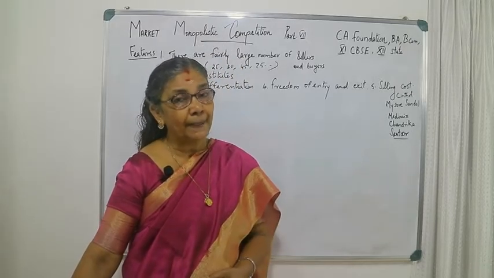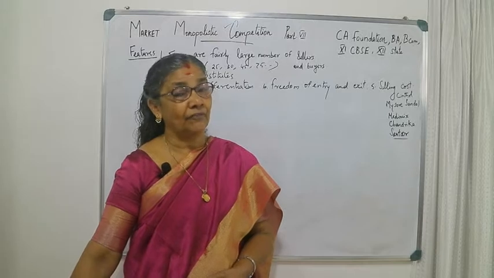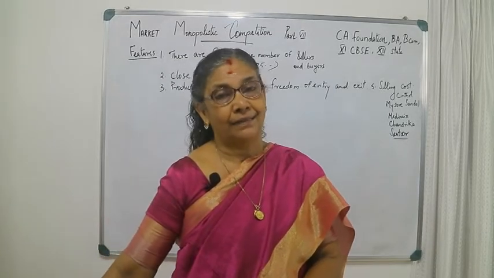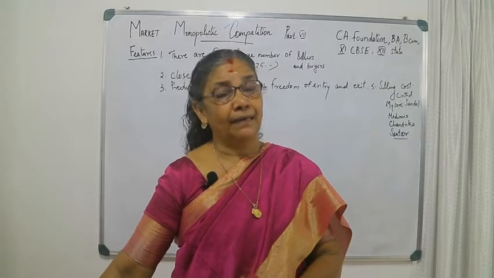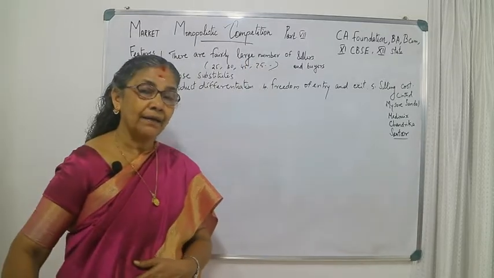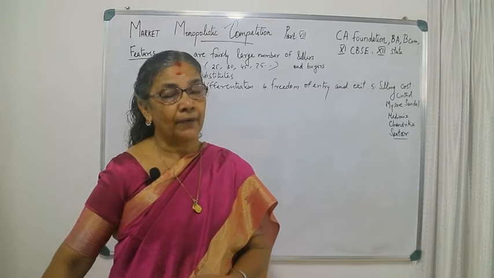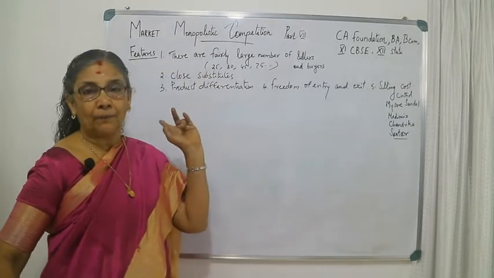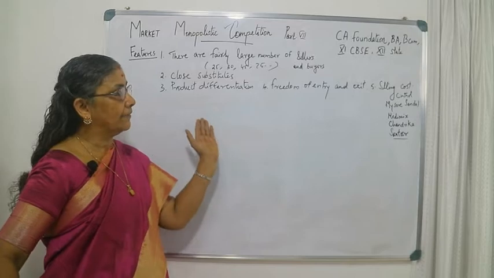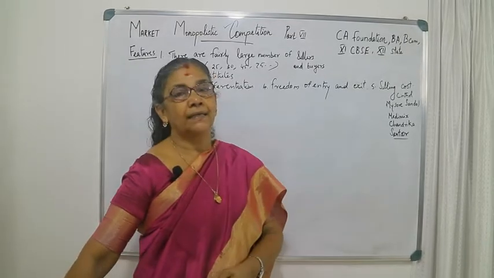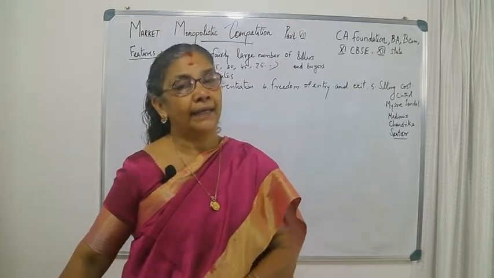So first, there are many producers or a fairly large number of sellers, and a large number of buyers. Second point is that there are close substitutes for these products under monopolistic competition. Third point is product differentiation, which I will explain after this. And fourth point is freedom of entry and exit.